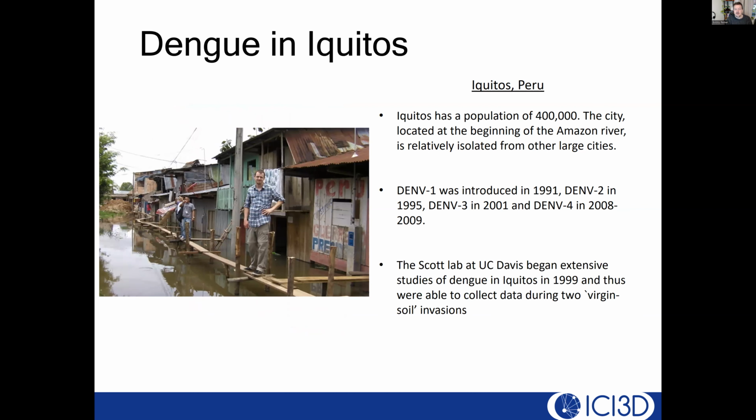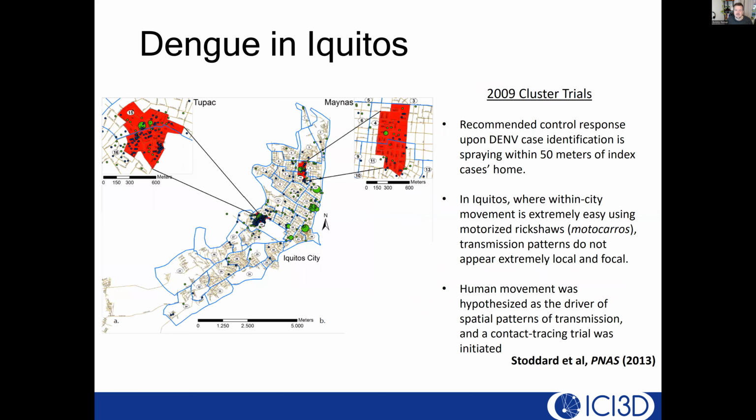Part of the work that I was doing during my postdoc was with the Tom Scott lab at UC Davis. And they began doing intensive studies of dengue in Iquitos in 1999, and were actually able to capture data of the invasion of both dengue 3 and dengue 4 as they moved throughout the city. I'm going to discuss one specific study that they were conducting.